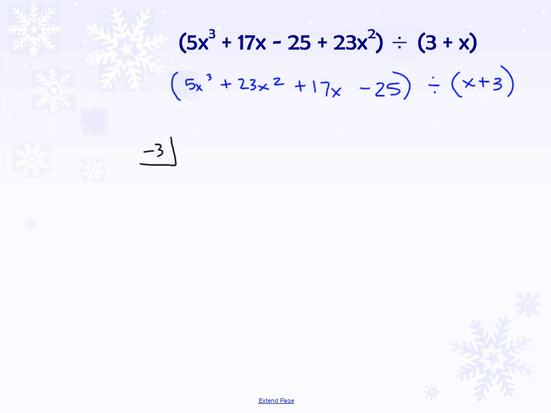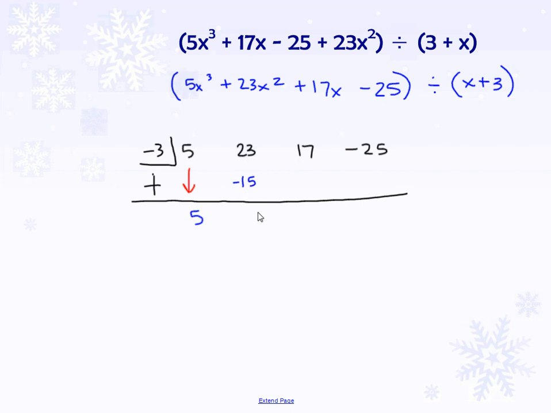Now I'm going to go through and do my coefficients from the second one in order. So I have 5, 23, 17, and negative 25. I'm going to bring down my first term. So I'm starting with a 5. When I multiply these two together, I get negative 15. When I add these two together, I get 8.